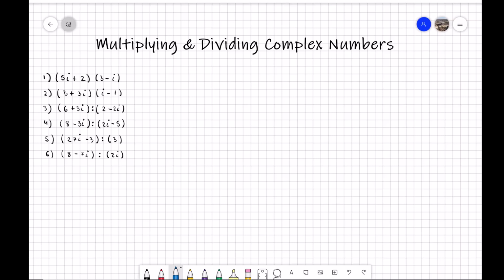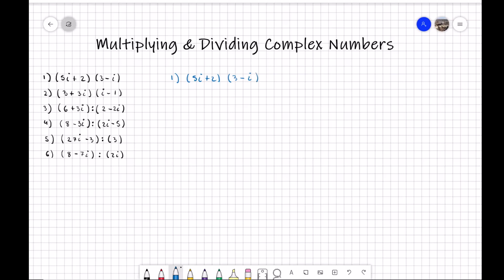Today we're going to be multiplying and dividing complex numbers. Alright, so let's get started with 1. We have 5i plus 2 multiplied with 3 minus i.